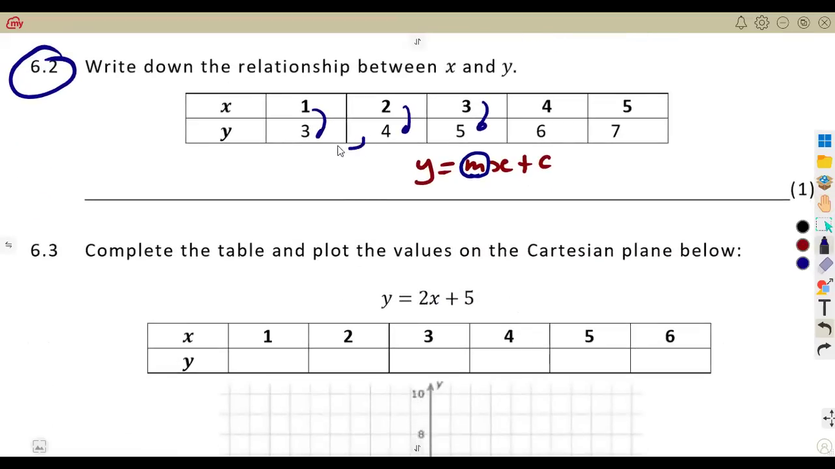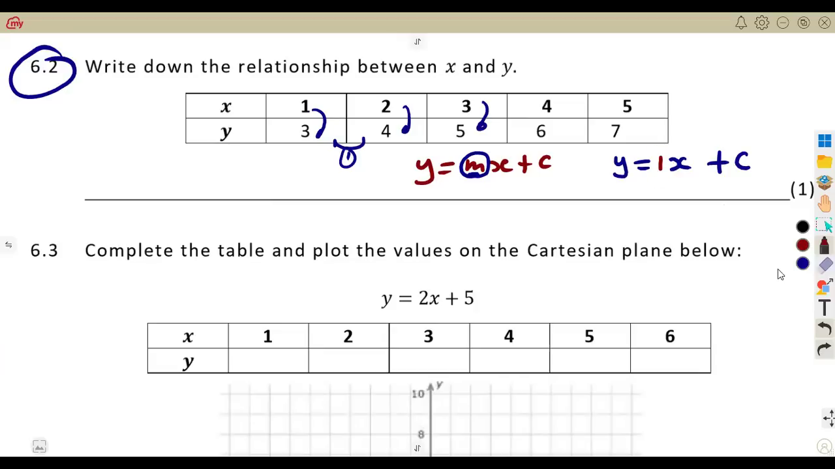relationship. We can see that there's a difference of 1 here, a difference of 1, a difference of 1. So it means y is equal to, in place of m, which is the difference, that is 1x. But 1x is same as what? 1x is same as x. So y is equal to x plus c. There we have got 1m there. The difference that we have in between these terms, there's a difference of what?